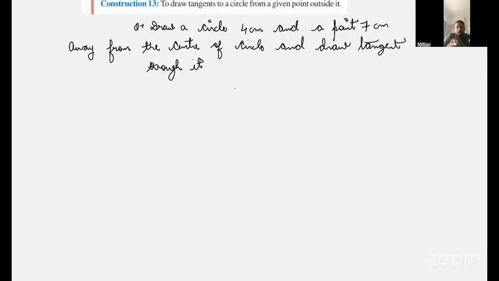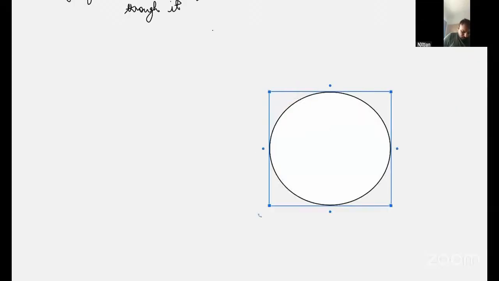So we know that this is a point outside the circle, because 4 centimeter is less and 7 centimeter is outside. First of all, we'll draw the circle of 4 centimeter. Everyone draw the circle of radius 4 centimeter quickly. This is the center O and this is the point A. Draw it and name it 4 centimeter. Quickly draw this.